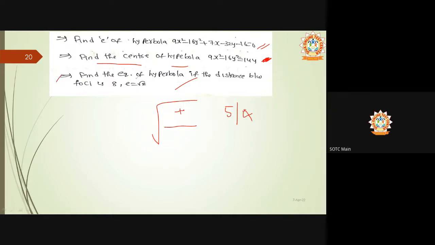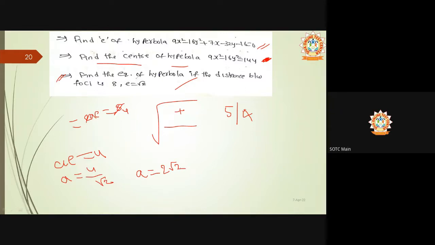Next, the last question. Find the equation of the hyperbola if the distance between foci is 8 and E is root 2. Right? So the distance between foci is 2AE, basically. So that is 8. They have given E as root 2. So AE is 4. If you substitute E as root 2, it will become 4 by root 2. So now what will A be? 2 root 2.